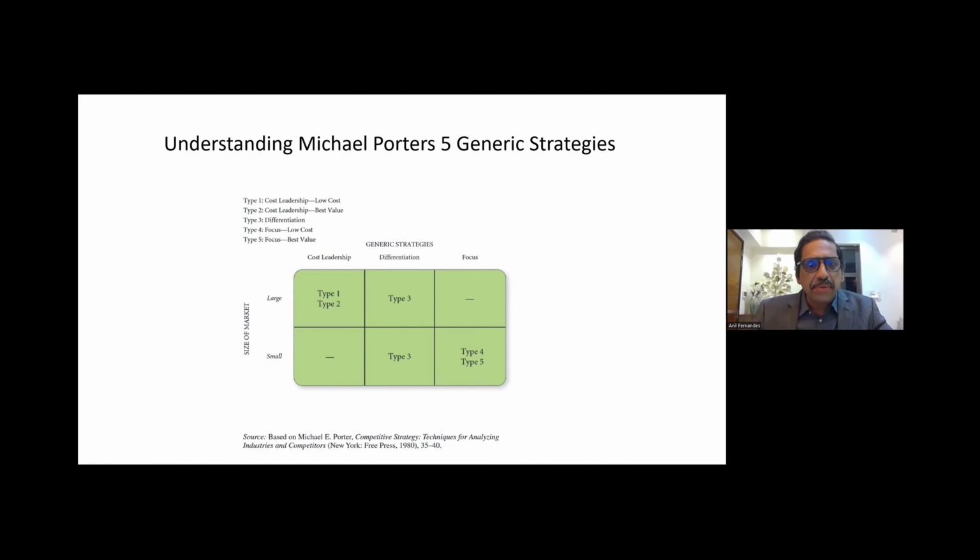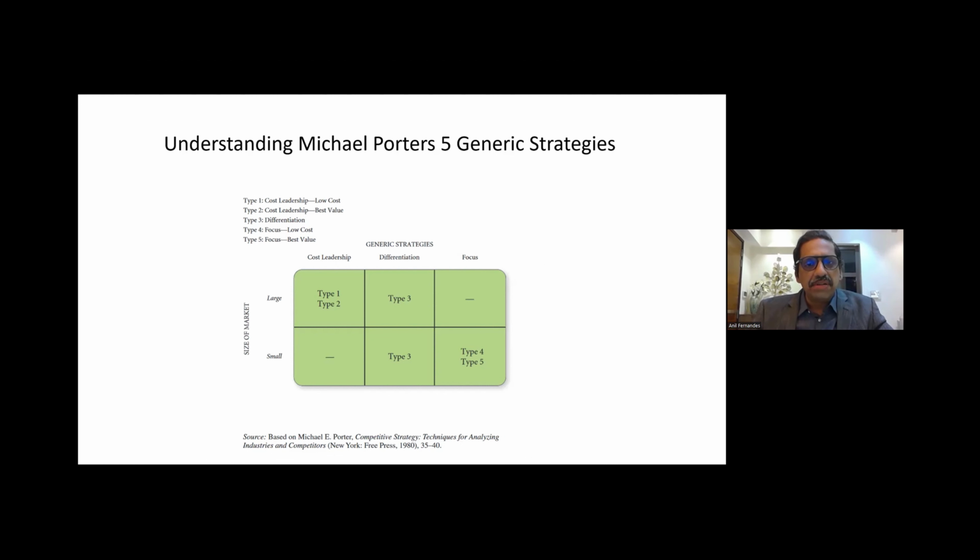So Surf typically operates in these large markets with a strategy of cost leadership with best value, where it gives a lower price and therefore is helpful to families who manage their expenses on a budget. So these are the type 1 and type 2 strategies.